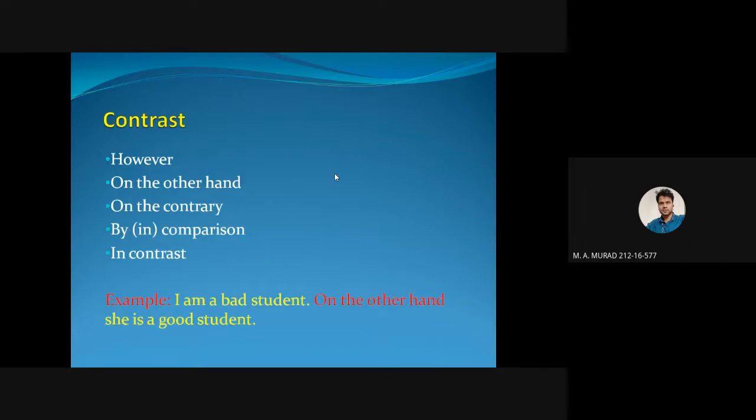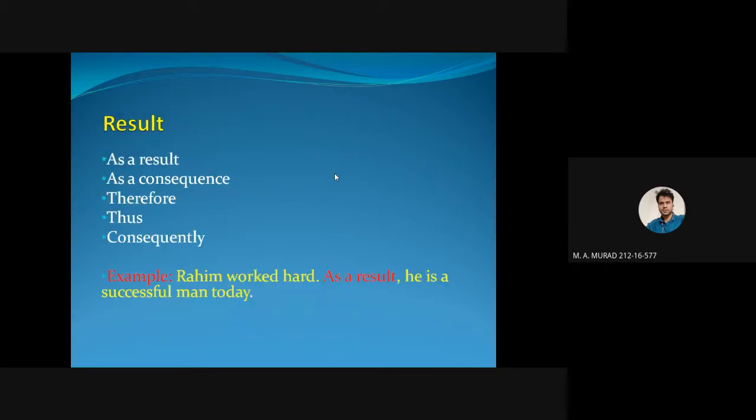In the next slide, we have to discuss contrast. To contrast two clauses, we should use however, on the other hand, on the contrary, by comparison, in contrast. Here is an example: I am a bad student. On the other hand, she is a good student. So here, on the other hand, is a sentence connector or linking word.